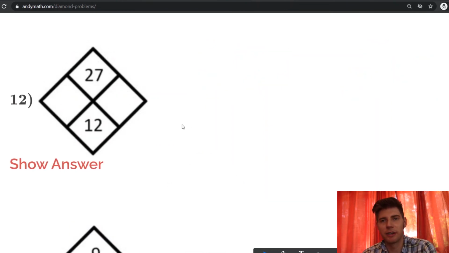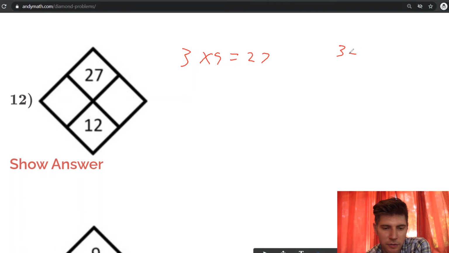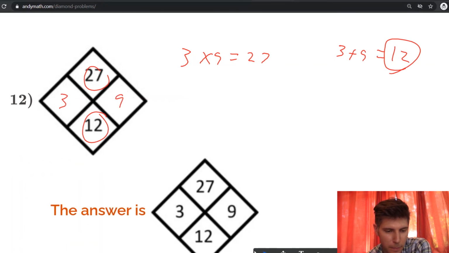Got 27 here. So what are some numbers that multiply to 27? 3 times 9. And if we try 3 plus 9, it gives us 12. So our 12 matches and our 27 matches. So it's just 3 and 9. So that one wasn't too terrible. It's on the first guess. Let's try the next one.